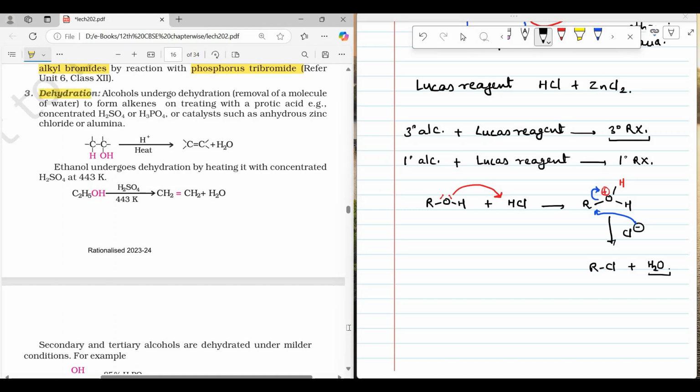Now come to dehydration. Alcohols undergo dehydration, meaning the removal of a water molecule, and they form alkenes on treating with protic acids, for example concentrated sulfuric acid or phosphoric acid, or catalysts such as anhydrous zinc chloride or alumina. So here alcohol gives alkene. It undergoes alpha-beta elimination.